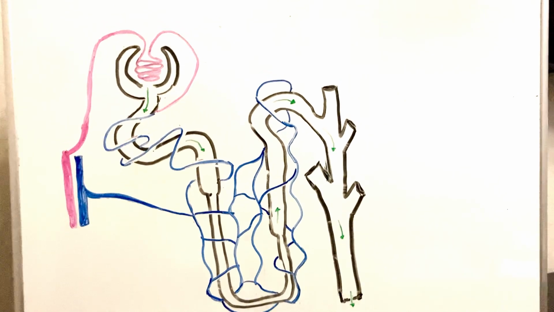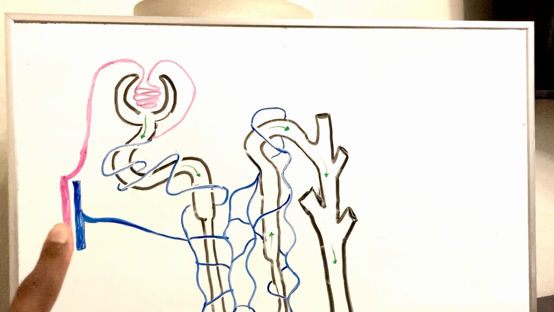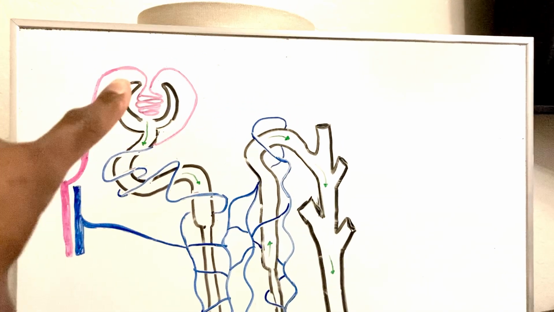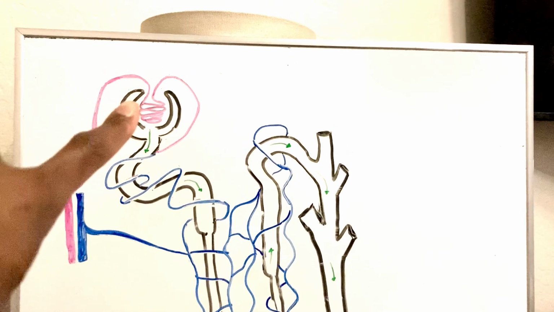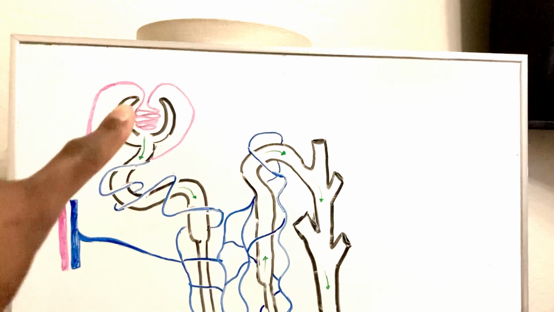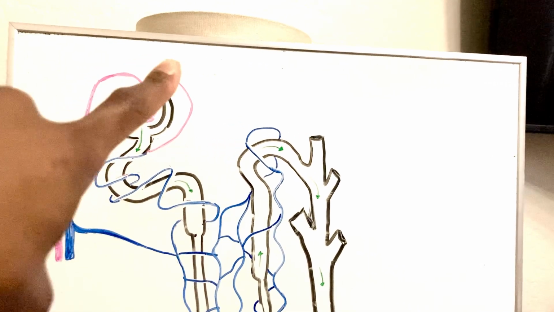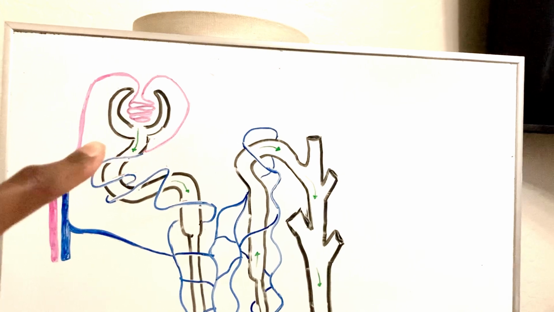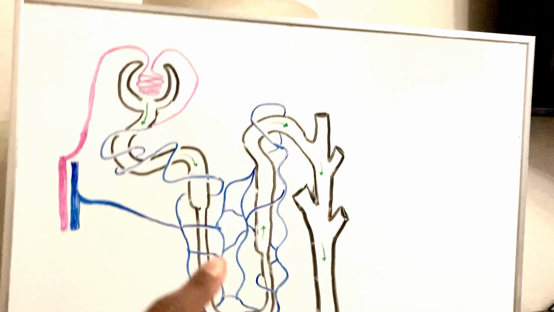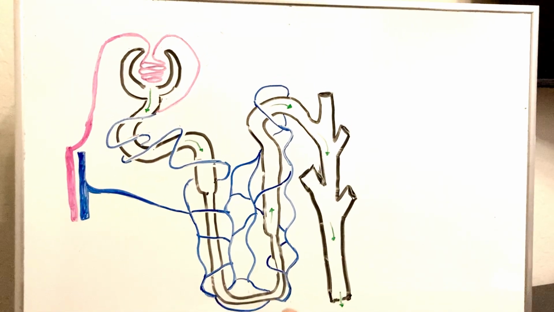Here is my rendition of a nephron. To start, we have the renal artery, which eventually leads into the afferent arteriole, which then goes into the glomerular capillaries, and the efferent arteriole is exiting, which then leads to the peritubular capillaries. Down here you have the vasa recta.